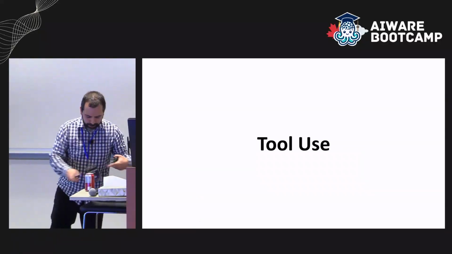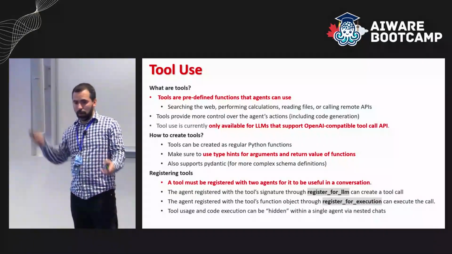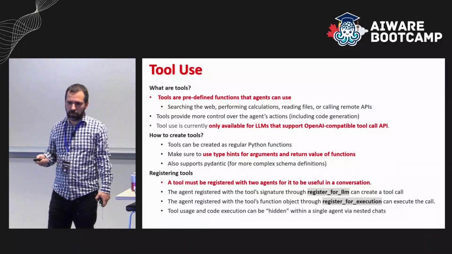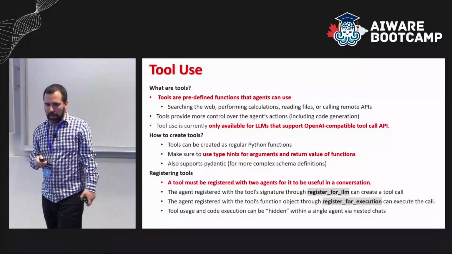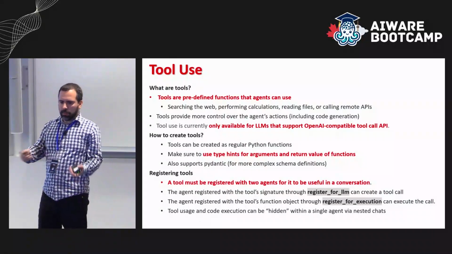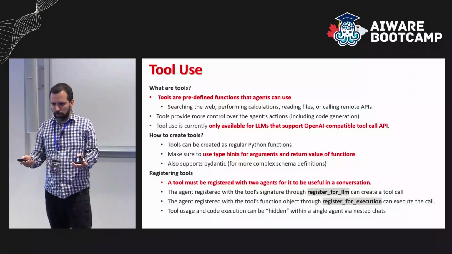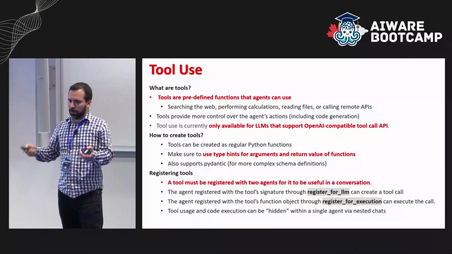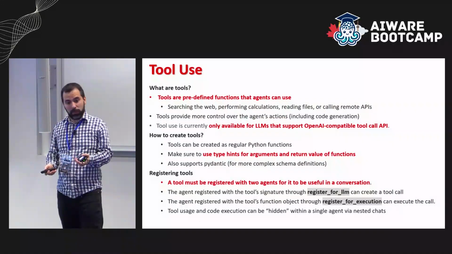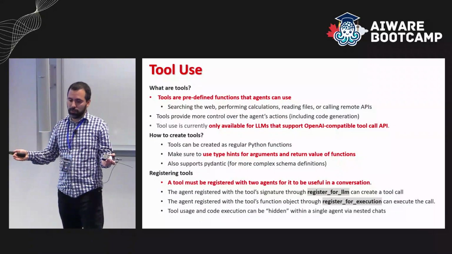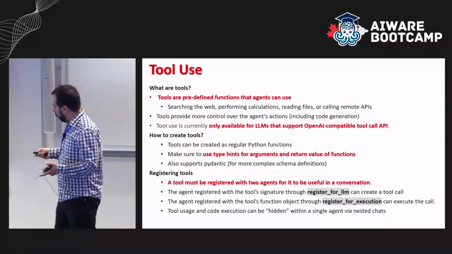Okay, tool use. So what are tools in the universe of Autogen? Tools are predefined functions that agents can use to search the web, perform calculations, whatever. Tools give you higher control over what the agents can do, because again, LLMs are cool, but we don't necessarily want to do everything using LLMs, right? Maybe if you have a very good traditional tool, you just call it and get the job done, right? So how do we create tools?